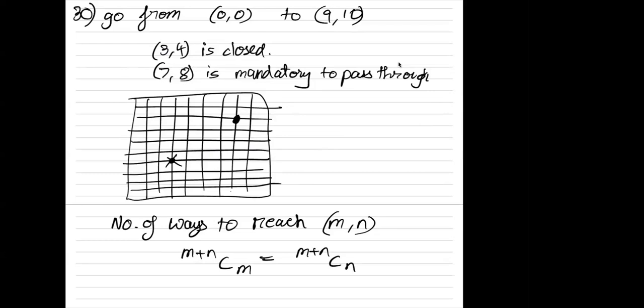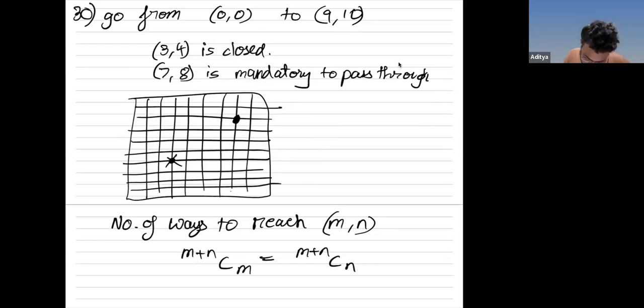Sir, this grid is a 9 by 10 grid, right? There might be some error. 1, 2, 3, 4, 5, 6, 7, 8, 9, and 1, 2, 3, 4, 5, 6, 7, 8, 9, 10. Yeah, the grid is correct.